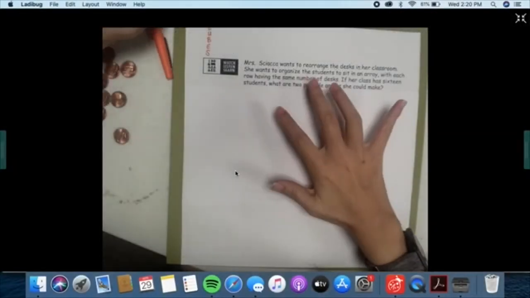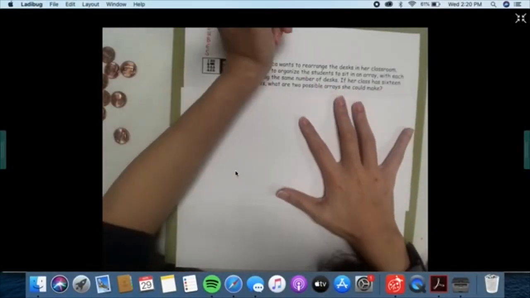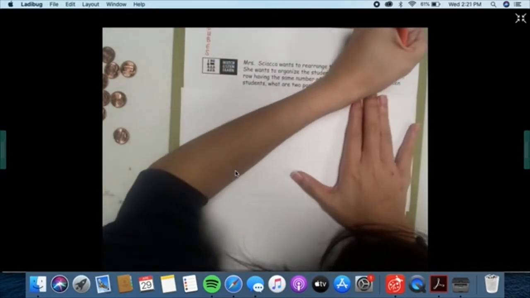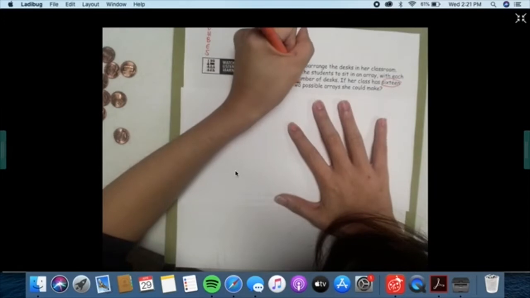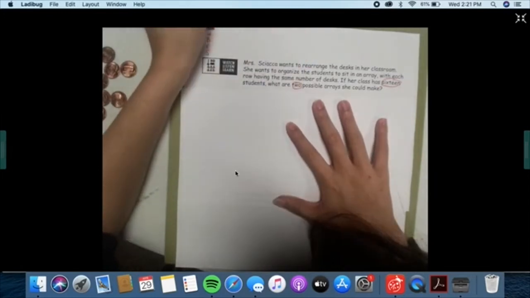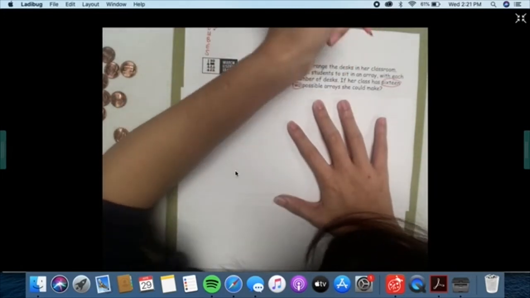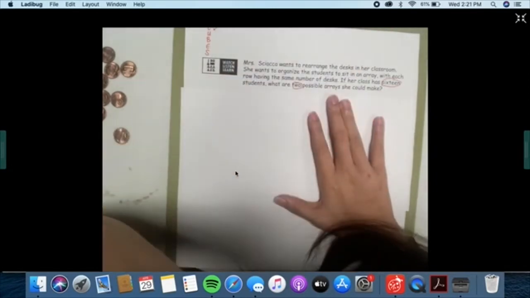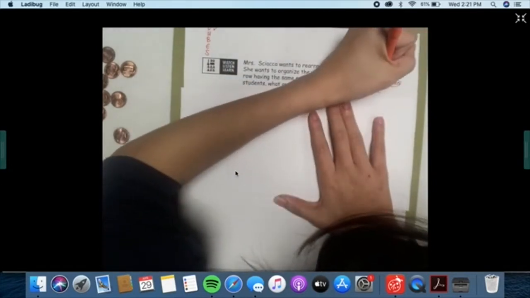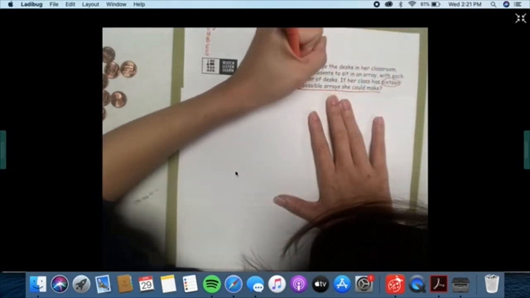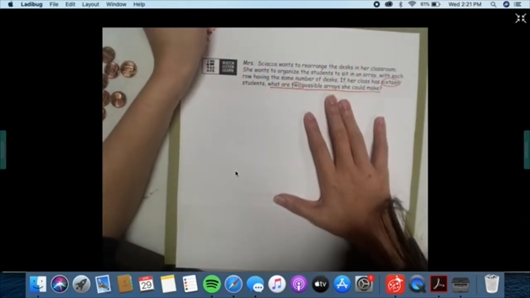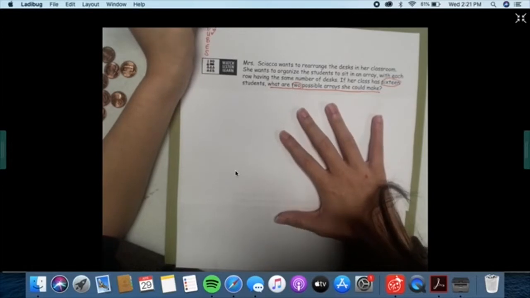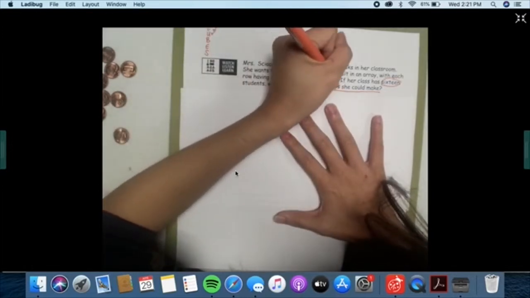First thing I'm going to do is circle my numbers. My numbers are 16 and 2. I'm going to underline my question, and it says, if her class has 16 students, what are two possible arrays she could make? I'm going to box my extension words. So we need two ways to make arrays.